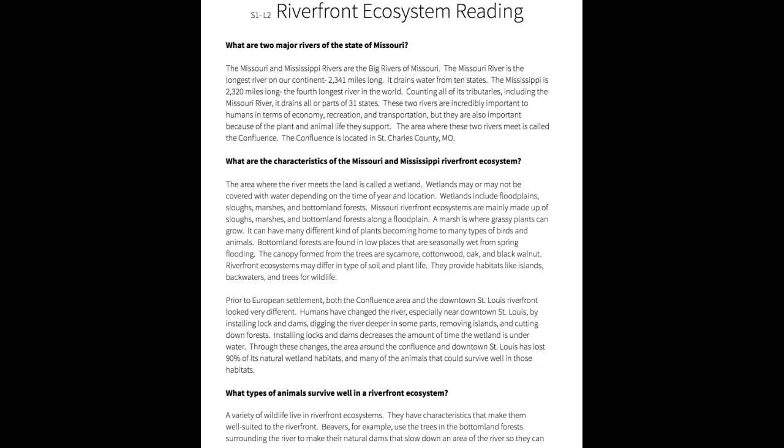Students will then complete a reading on riverfront ecosystems that looks at the two major rivers in Missouri, the Missouri River and the Mississippi River. They'll look at the characteristics of those specific riverfront ecosystems and the type of animals that live there.